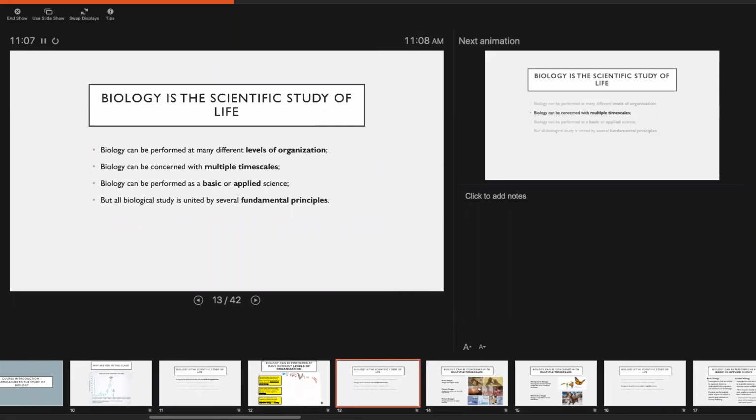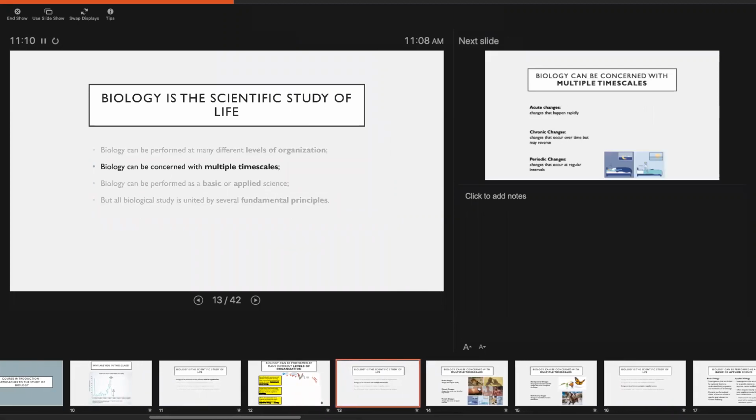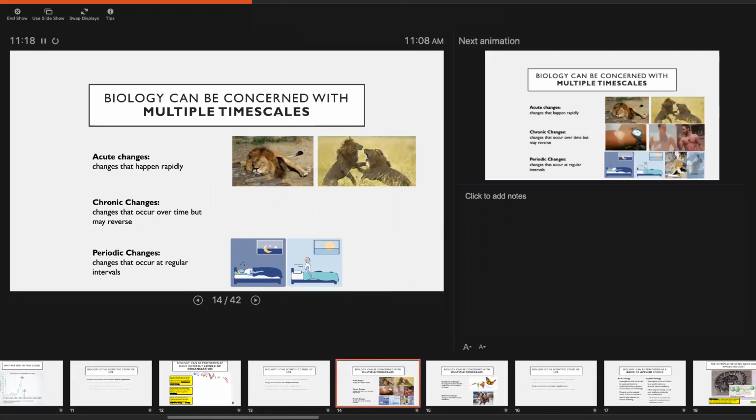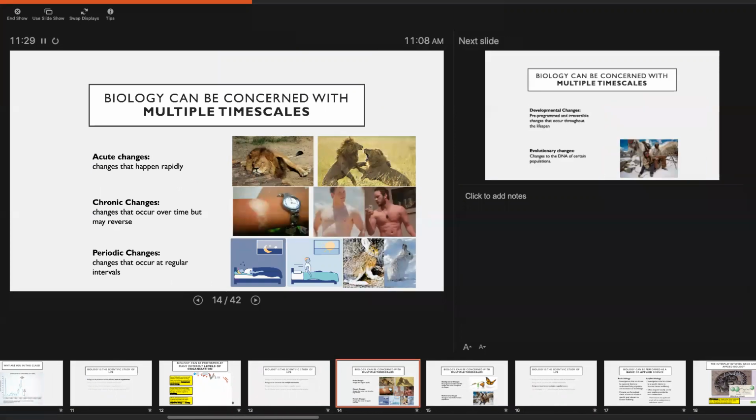So biology is the study of life that can be conducted at many different levels of organization, but it can also be conducted at different time scales, at different amounts of time. Here we can see changes that occur quickly. Going from a resting state to a fighting state for a lion, that's a very quick, acute change. We might also think of things that occur chronically, like getting a sunburn or tanning. This takes a long time. It doesn't just happen right away. Or in the case of Chris Pratt here, getting very fit for his movie roles. This also doesn't occur very quickly, but takes a long time to happen.